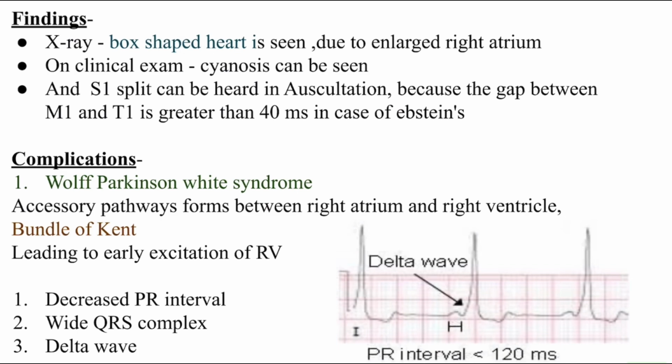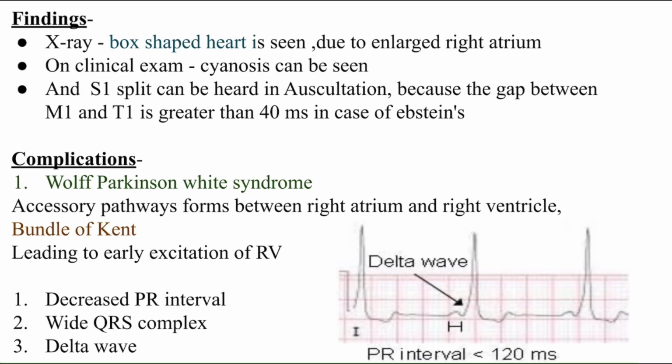So normally what happens when you auscultate heart sounds, the first sound is S1, right? And the second sound is S2. So in the S1 you just hear lup, right? So it is a mixture of two sounds. One is M1 and T1 closure. So usually this gap between M1 and T1 closure, M1 is basically mitral valve, T1 is tricuspid valve. The gap between mitral and the tricuspid closure is less than 40 milliseconds.